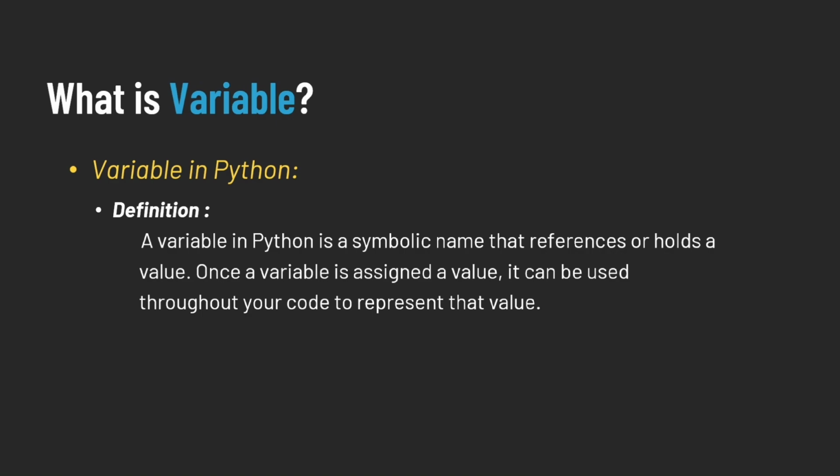So, coming to the topic, let's see what a variable is. A variable in Python is a symbolic name that references or holds a value. Once a variable is assigned a value, it can be used throughout your code to represent that value. In essence, variables allow programmers to store and manipulate data within their programs. Understanding this fundamental concept is crucial for writing efficient and effective code in Python or any other programming language.